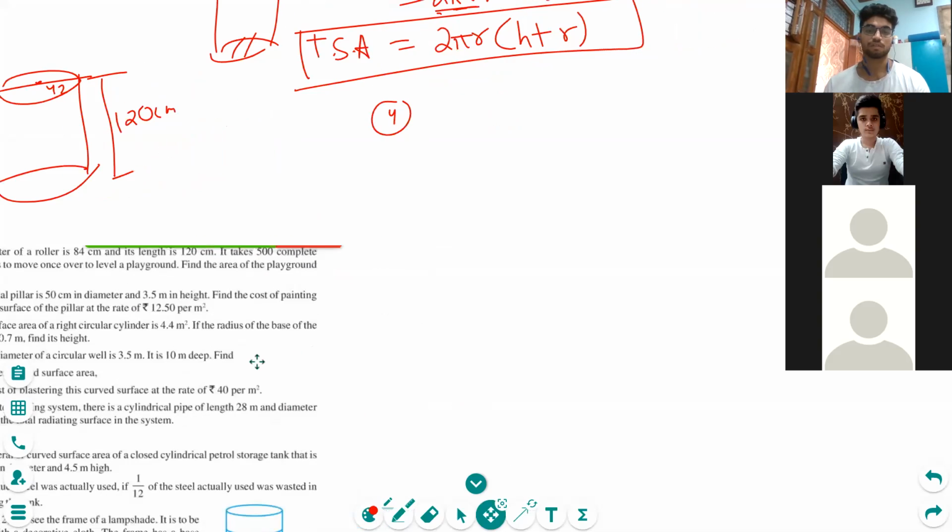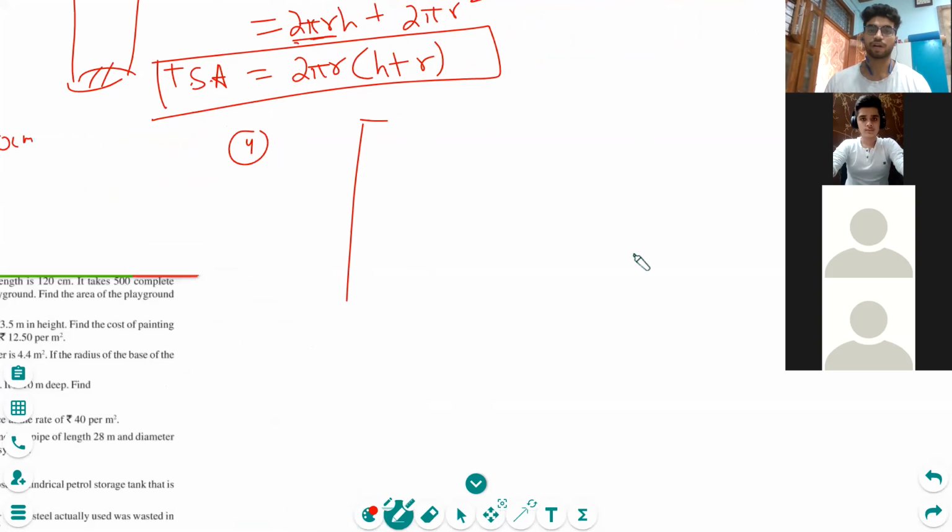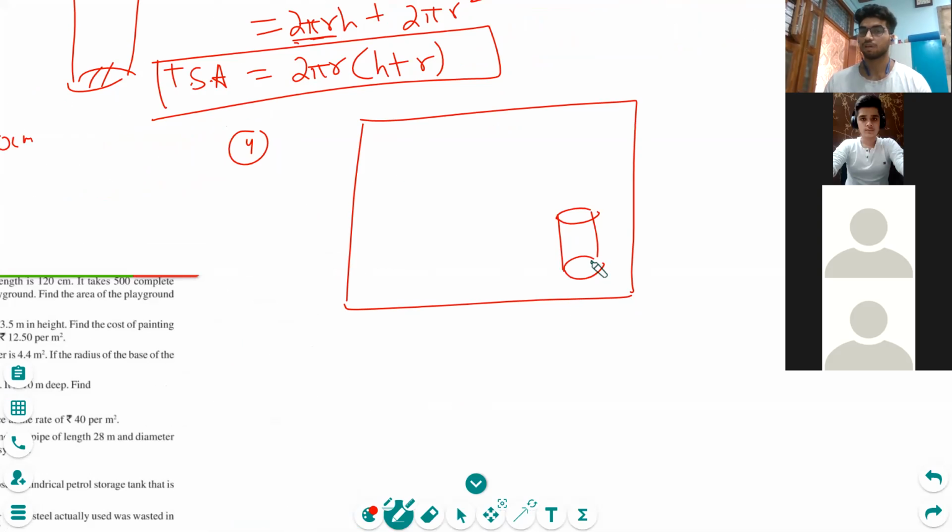Very easy. What does the question imply? Suppose there is a playground right here. I don't know the shape of the playground, but there is a playground. This roller is leveling the playground. It took almost exactly 500 revolutions to cover the whole playground. Now I need to calculate the area of the playground.